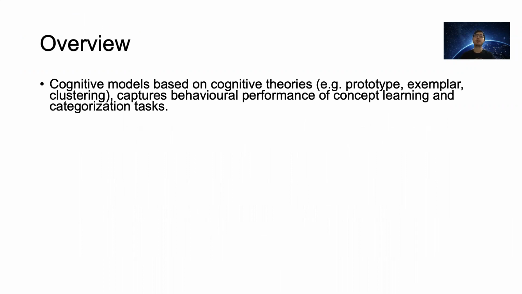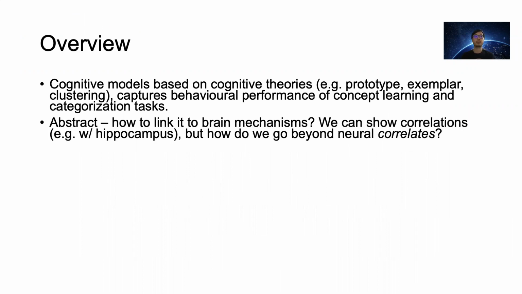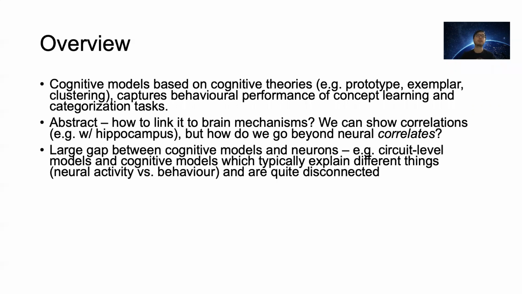So we have these cognitive models based on cognitive theories, which are able to capture behavioral performance of concept learning and categorization tasks very well. But they're typically quite abstract. It's difficult to know how we can link these models to specific brain mechanisms. We can show correlations such as those of internal model representations with those of the brain, such as the hippocampus during learning. But how do we go beyond neural correlates? There's a large gap between cognitive models and neurons.